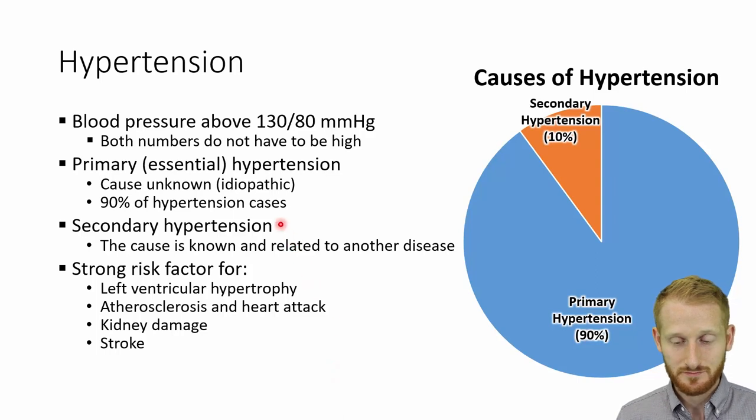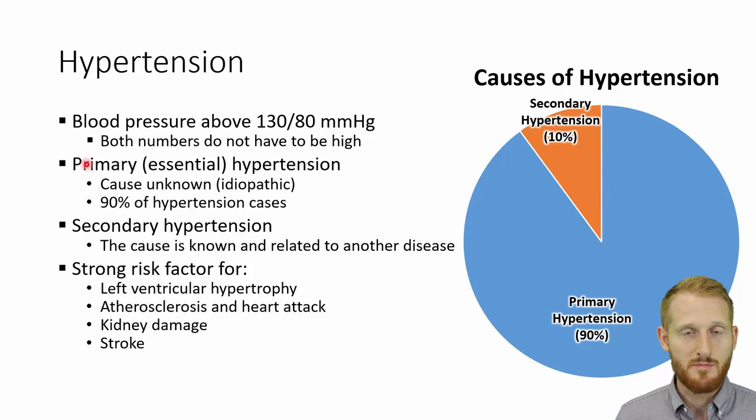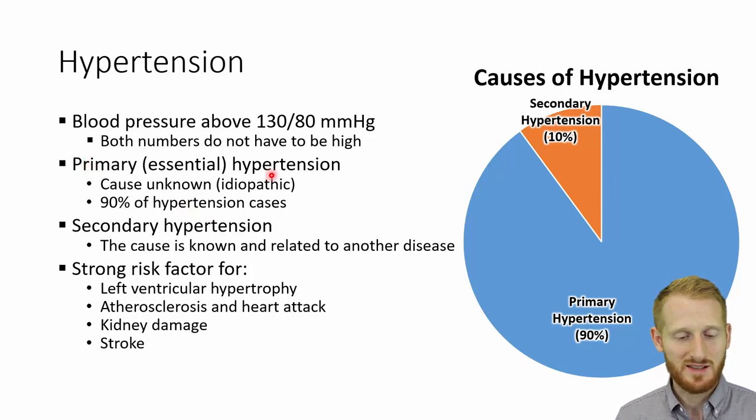All right, so if we try to look at the reason a person has hypertension, most people with hypertension have what we call primary or essential hypertension. And basically all this means is we don't know the cause. It is idiopathic. All right, so we have no idea why they're hypertensive.